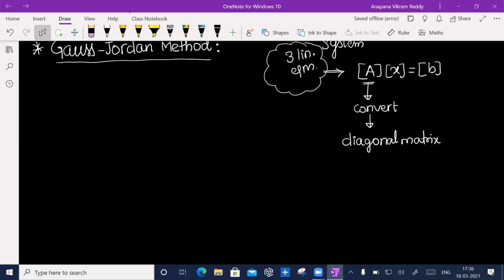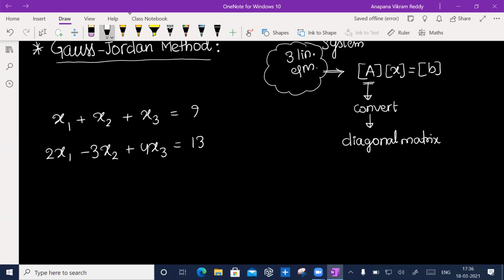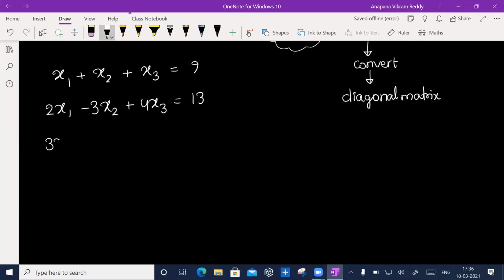Okay. So shall we start? I think we can directly do this problem. Theoretical stuff is not required here. Just take one equation, you solve this equation, please. You have x1 plus x2 plus x3 equals 9, 2x1 minus 3x2 plus 4x3 is 13, and 3x1 plus 4x2 plus 5x3 is equal to 40.